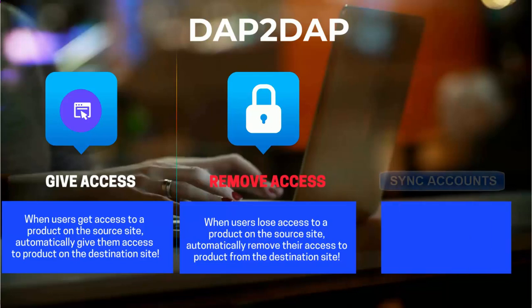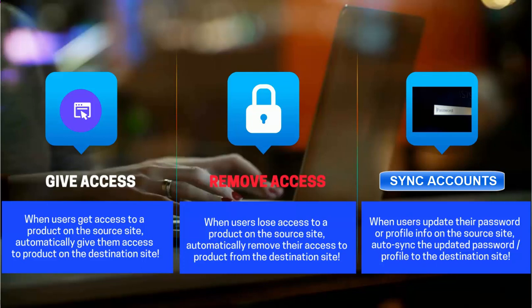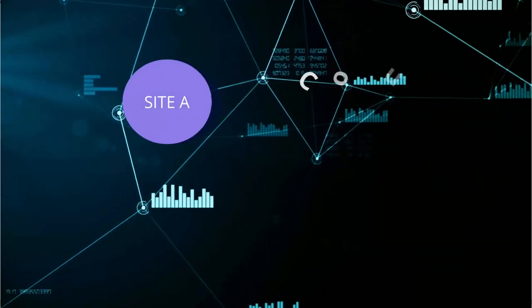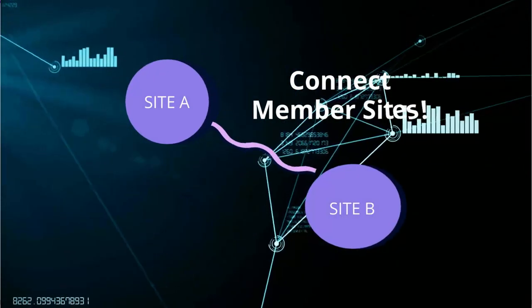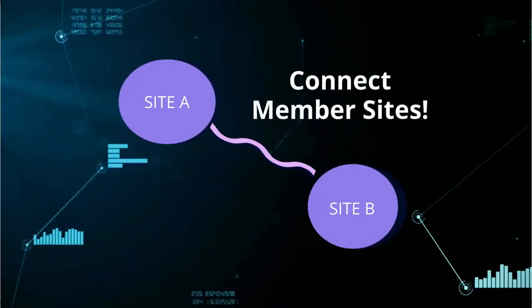Number 3, you can keep user accounts in sync between the source site and the destination site. What this means is when users update their password or their profile information on the source site, if you want that to be synced to the destination site, so users can continue using the same credentials to log into the destination site, all you have to do is enable syncing between the source site and the destination site. Again, that's a DAP2DAP configuration. It's really easy to set up. And as long as you have access to the DAP2DAP plugin, you can do all of this very easily with the click of a few buttons using the DAP automation engine.